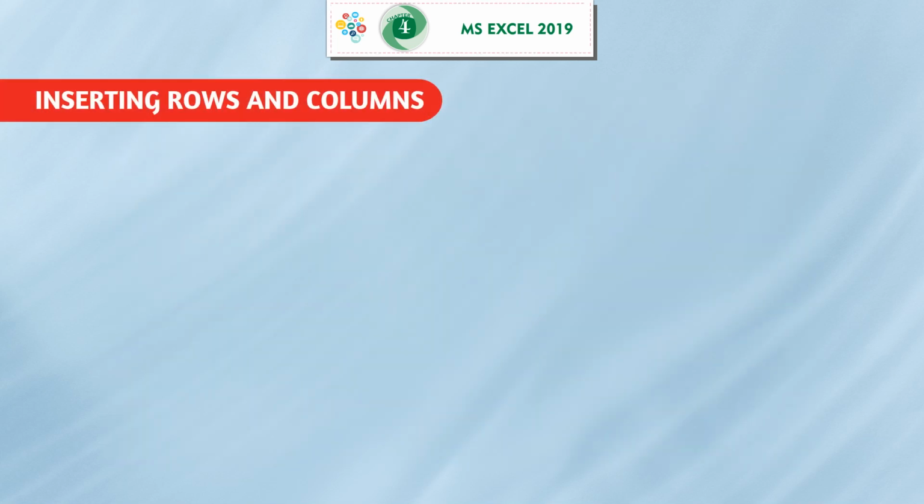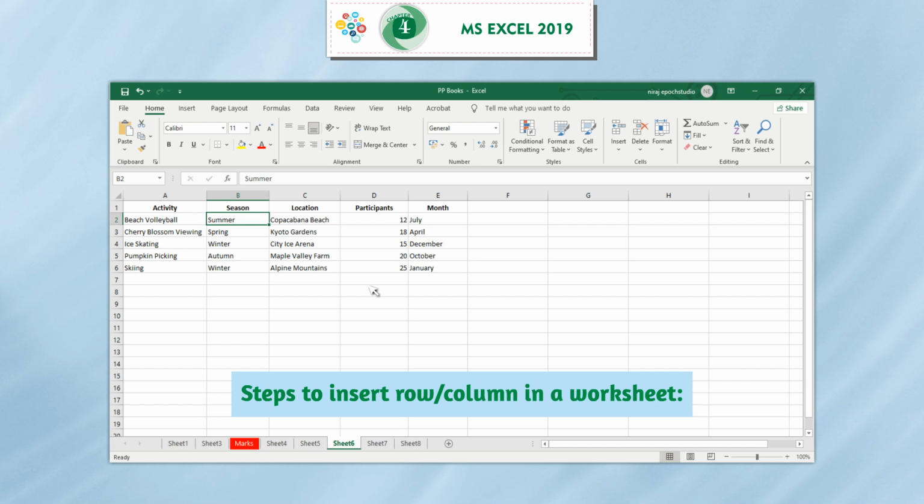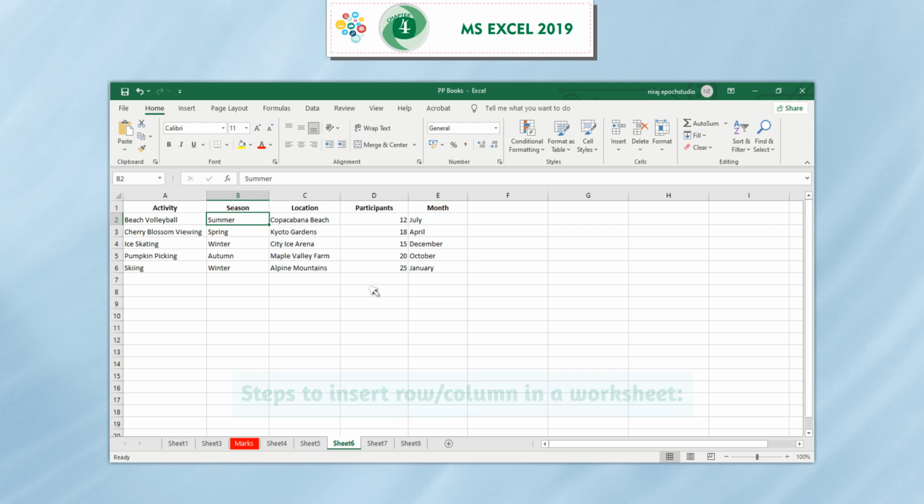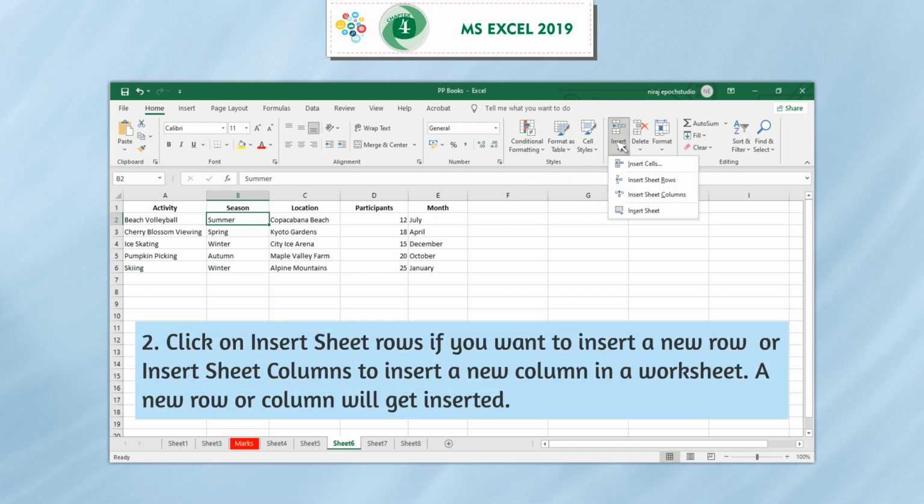Inserting rows and columns. You can insert an entire row or column in order to make space for the new contents in a worksheet which is already filled with data. Steps to insert row/column in a worksheet. 1. In Home tab, click on the drop-down arrow of Insert option in Cells group. 2. Click on Insert Sheet Rows if you want to insert a new row, or Insert Sheet Columns to insert a new column in a worksheet. A new row or column will get inserted.